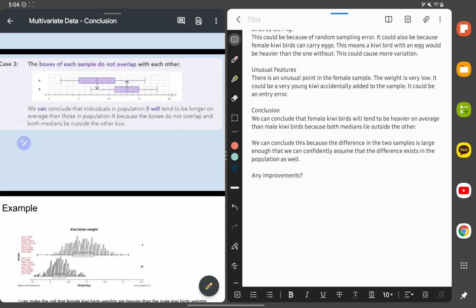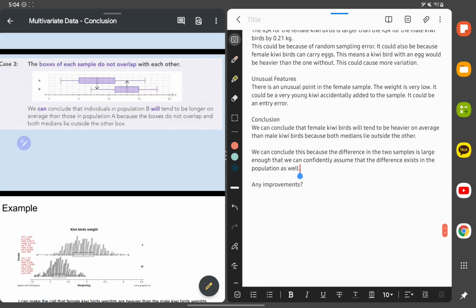So this is how we would end this assessment with our conclusion. We can conclude this because, and we explain our conclusion. We say the two samples' difference is significant enough that we can say that the population difference is definitely there.